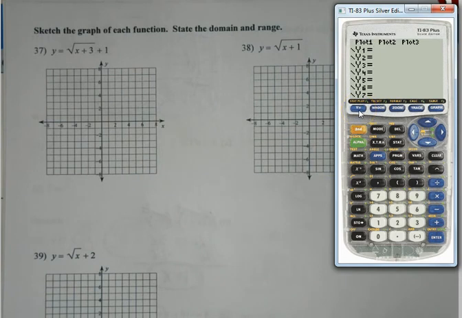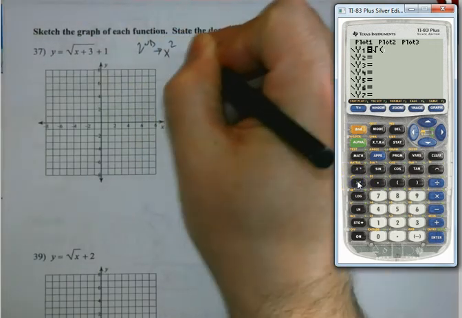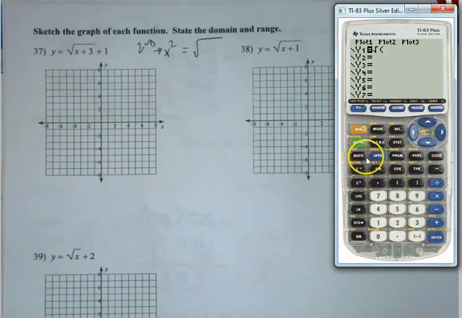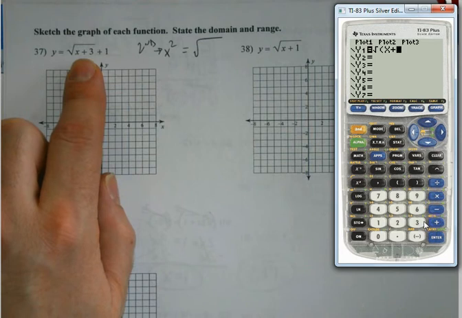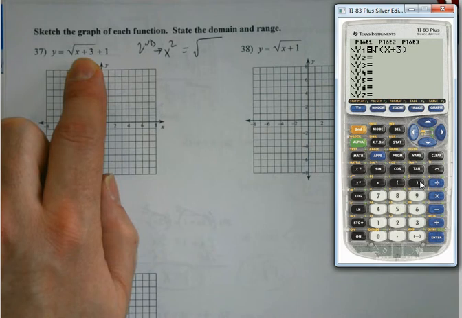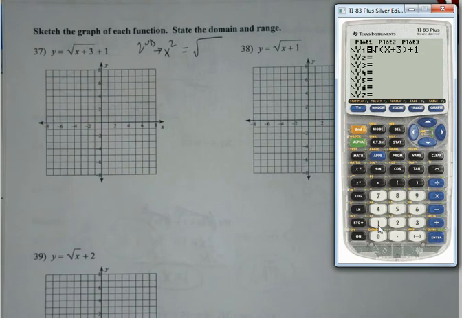So we get back to here, and we do second x squared to get the square root. Let me mark that down. So second and x squared is going to get me my radical. And then whatever I want on the inside of the radical, I just type. But when I'm done inside the radical, I've got to close the parenthesis, because it's not plus 2. I want that plus 1 outside. I've got to tell the calculator that.